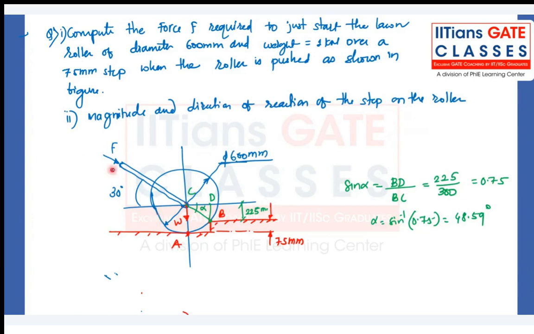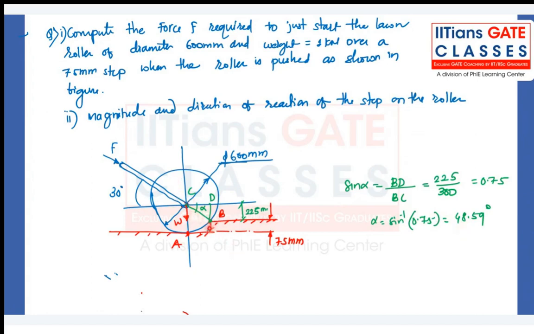So we have to first calculate this F, and also we have to calculate how much the reaction is, and in which direction the reaction by this step is given on the roller. In order to calculate this angle of reaction, I just mentioned it as alpha. Sine of alpha will be perpendicular divided by hypotenuse. Perpendicular is BD, hypotenuse is BC. You'll get the alpha, 48.59 degrees.